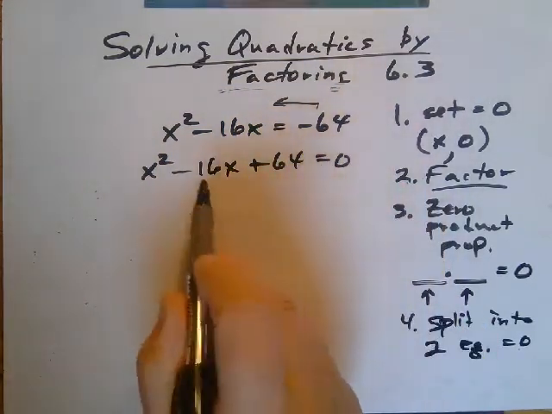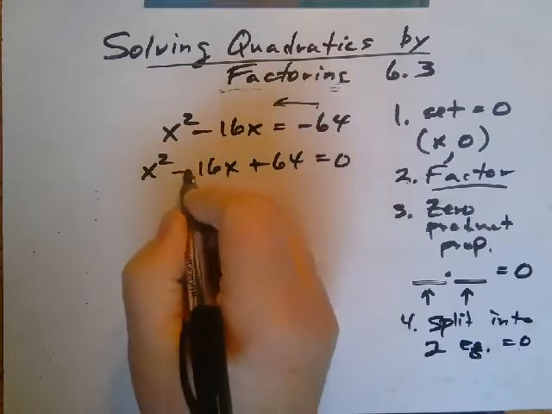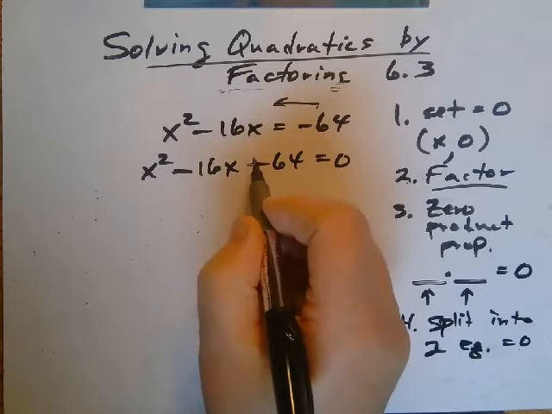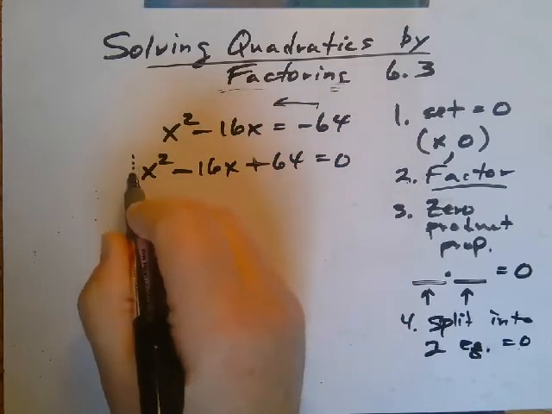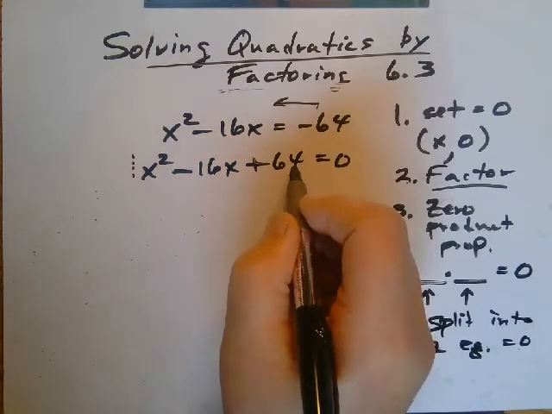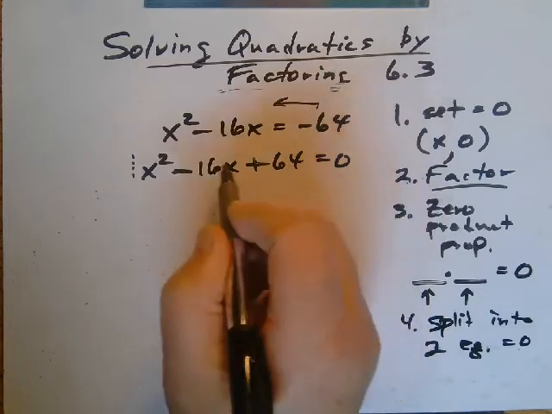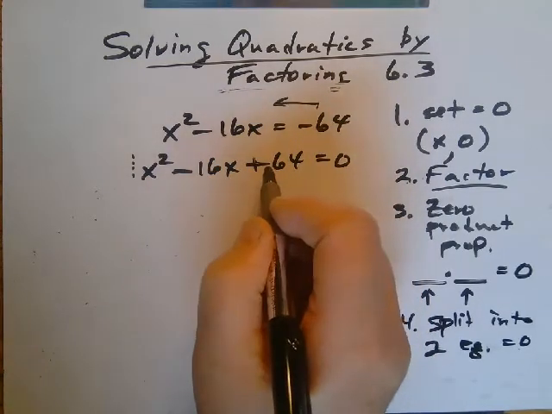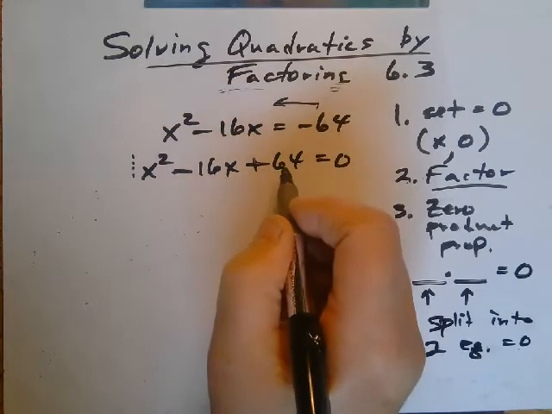All right. Now we're going to factor this, and again, you're going to have to go back and take a look at your factoring tools. What two numbers will give me 64 when I multiply and negative 16 when I add? Well, that would be negative 8 and negative 8.